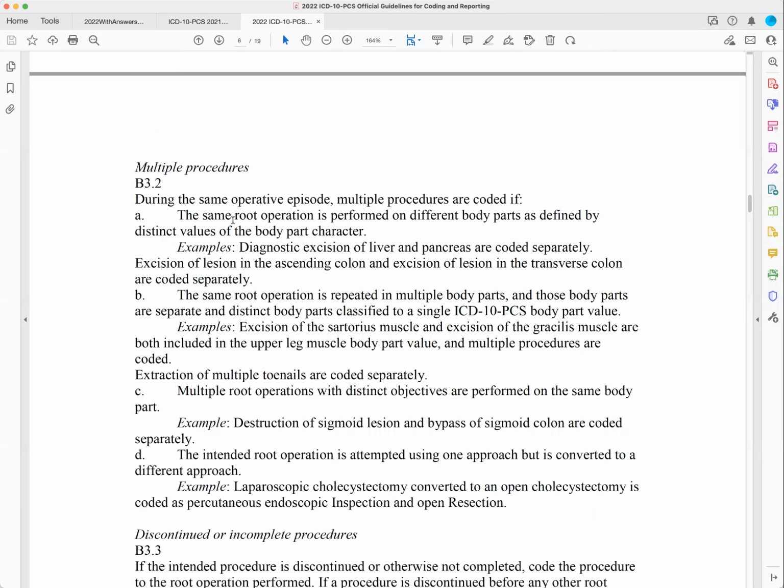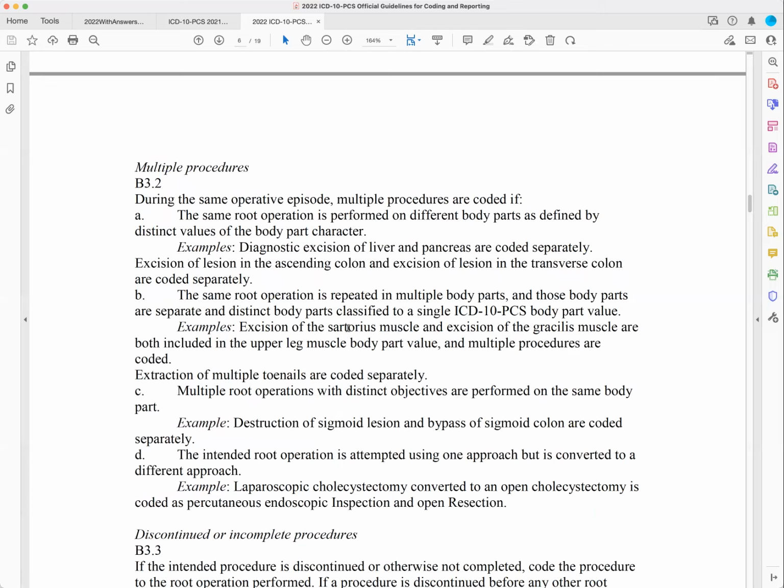So for example, if they did an excision of a kidney and excision of a portion of a lung, right? That's two different distinct body parts. So you have that kidney biopsy and lung biopsy, two different body parts. It would be appropriate to assign two codes. If you repeat the same operation in multiple body parts, and again, those body parts have distinct values.